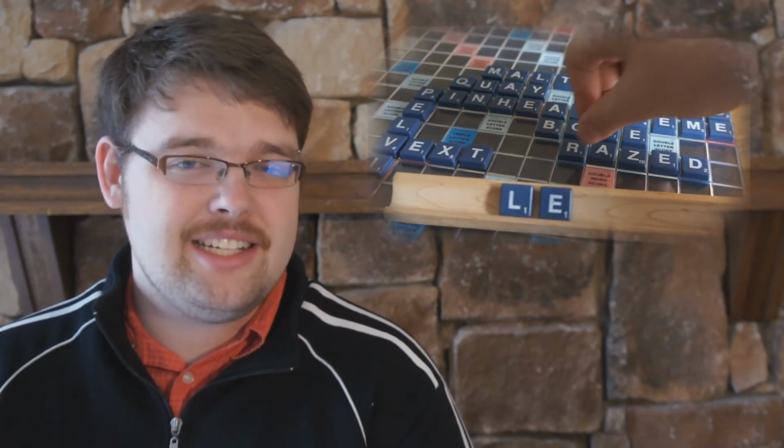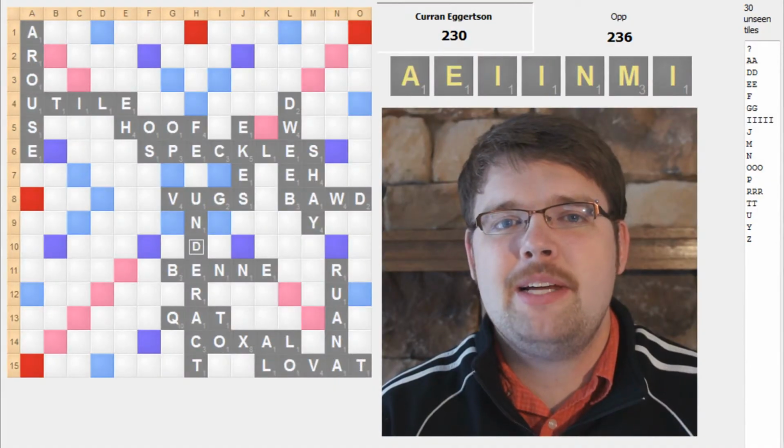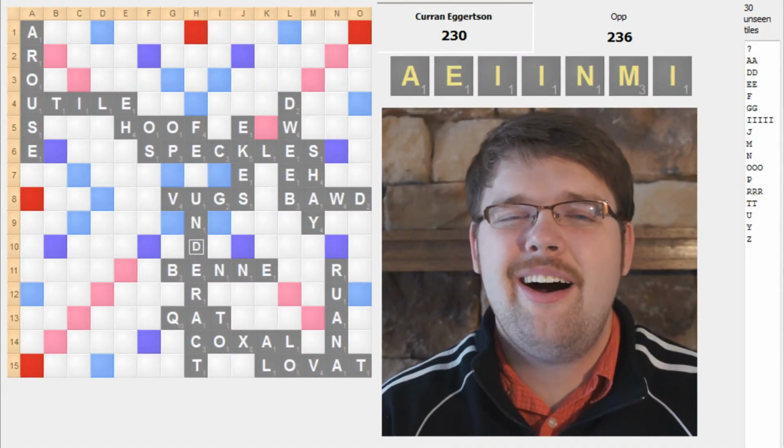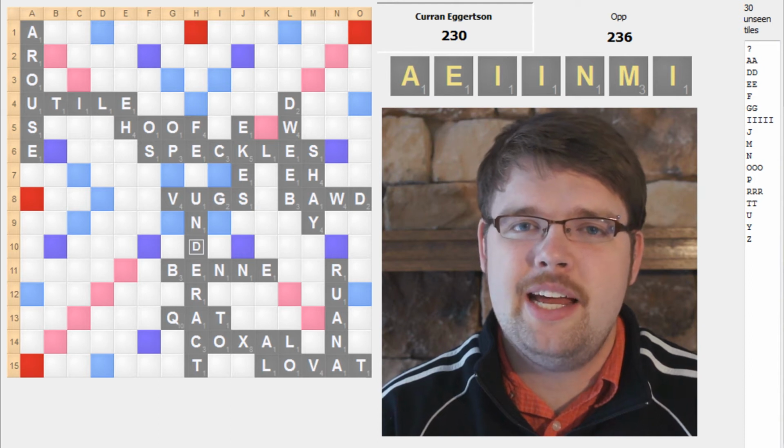Then it's probably a better idea to play raised instead of lazed. In this example, I'm going to consider two situations that I found myself in my last tournament. On this board, I found myself with 3 I's on my rack. Always a terrible situation to be in.